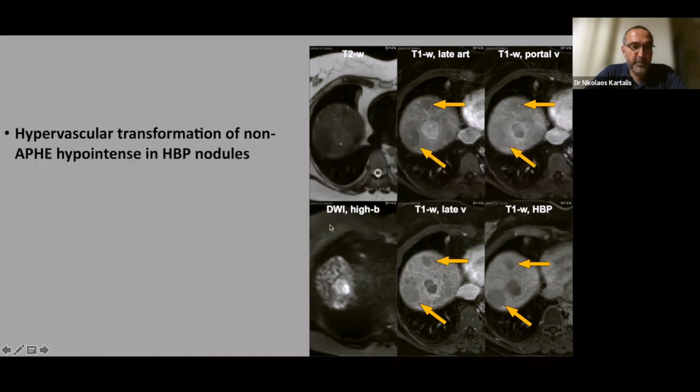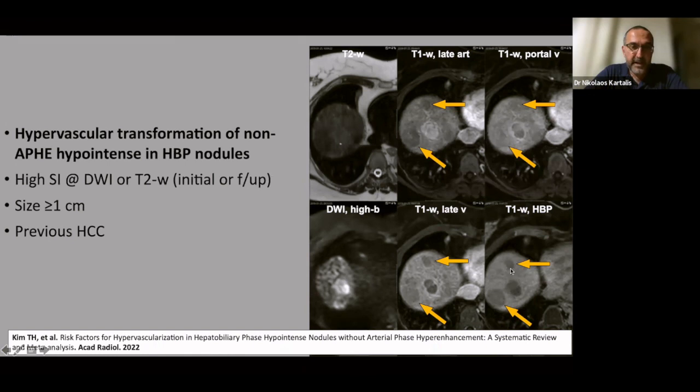And it was shown that when these lesions are larger than 1 centimeter or have high signal intensity on diffusion or T2, the likelihood is higher that they will turn hypervascular in the near future, or if the patient was treated previously for an HCC. So you would treat them, Nikos?